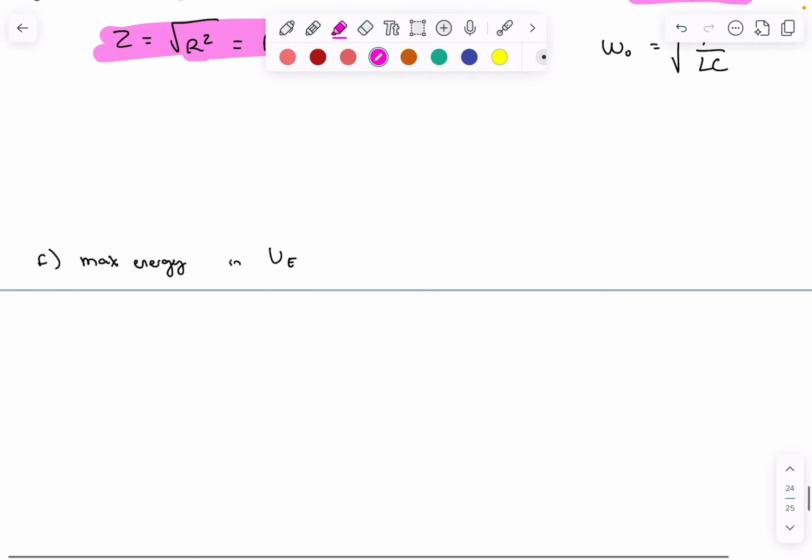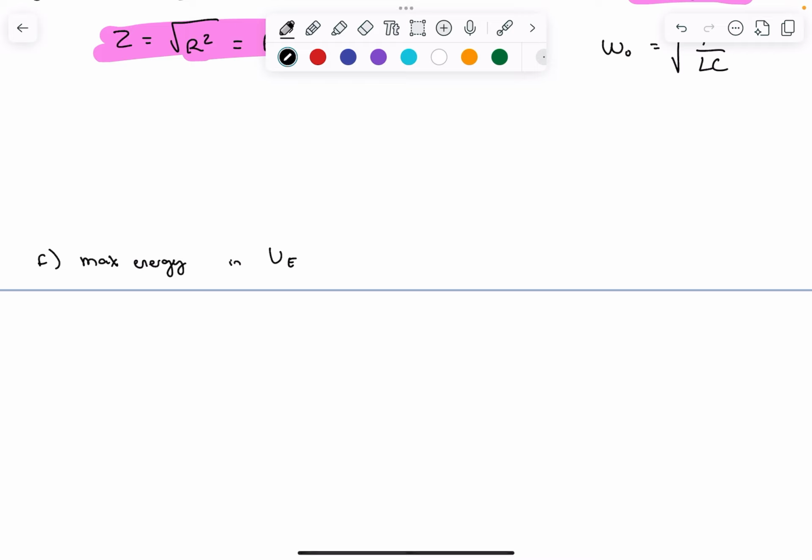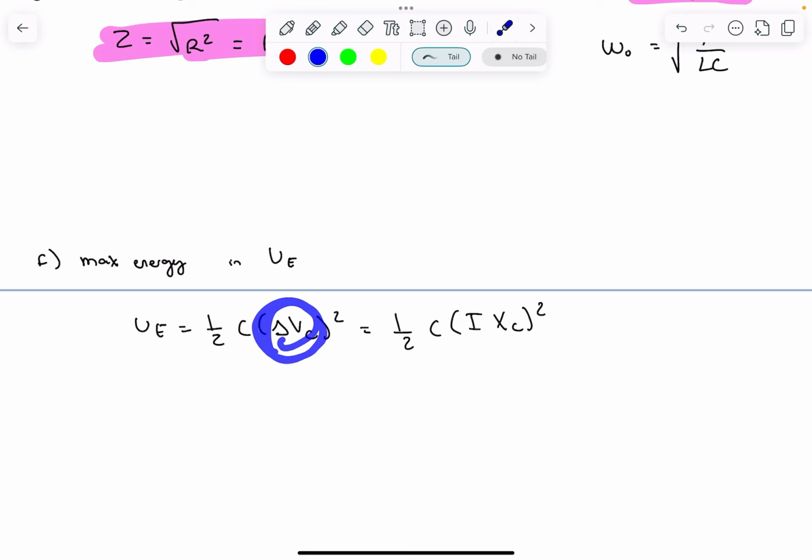It says, what is the maximum energy stored in the electric field of the capacitor? So UE. We have an equation that is 1/2 C delta V max, delta VC squared. So that's going to be equal to 1/2 C (I times XC) squared, where this turns into this just using Ohm's law and remembering that XC is essentially acting like the resistance of the capacitor.